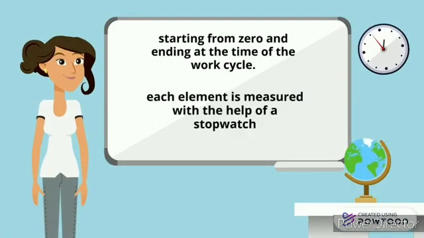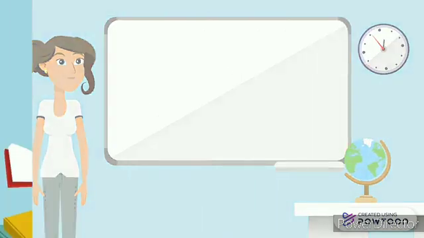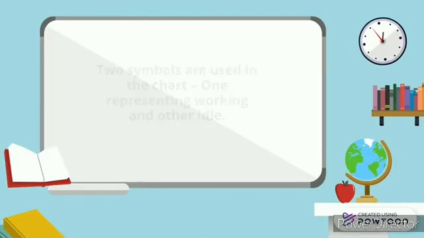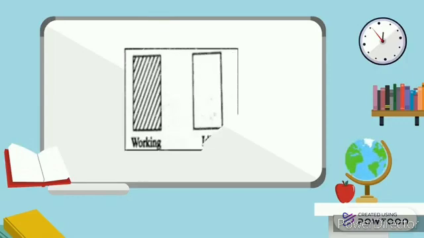The task to be recorded is broken into small elements. Two symbols are used in the chart, one representing working and the other idle. Working is represented by a hatched column and idle is represented by blank, as shown in the figure.